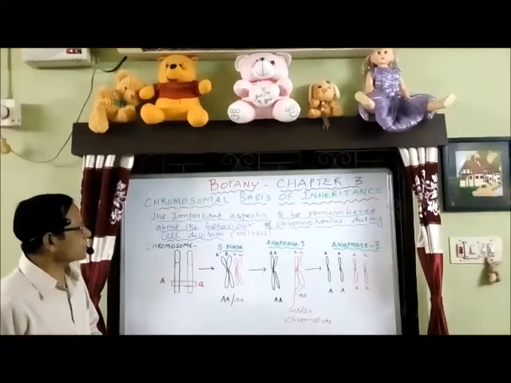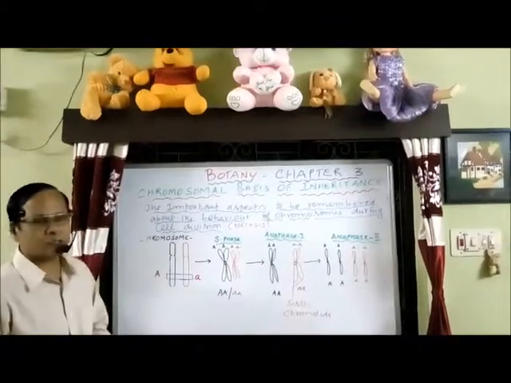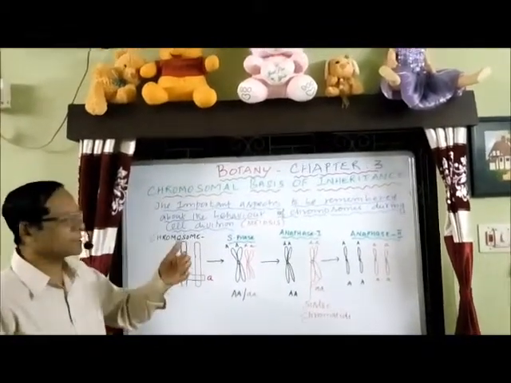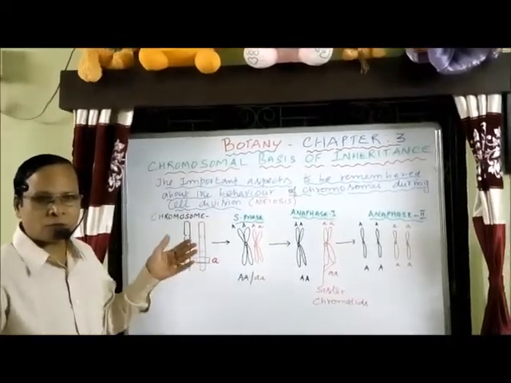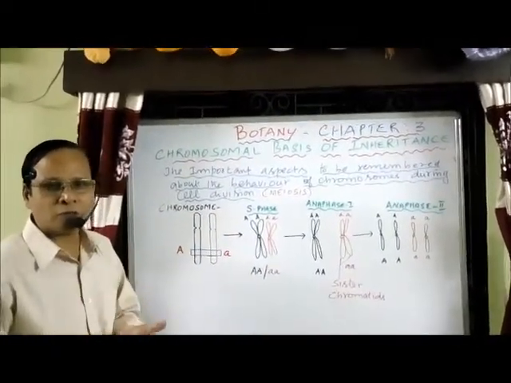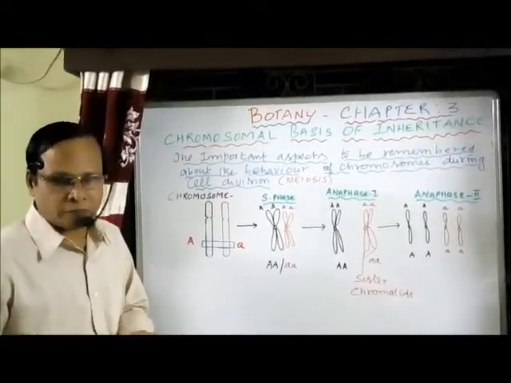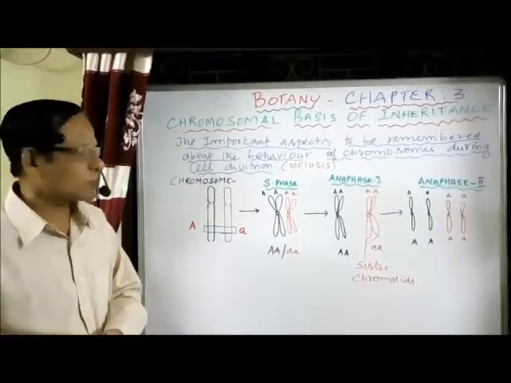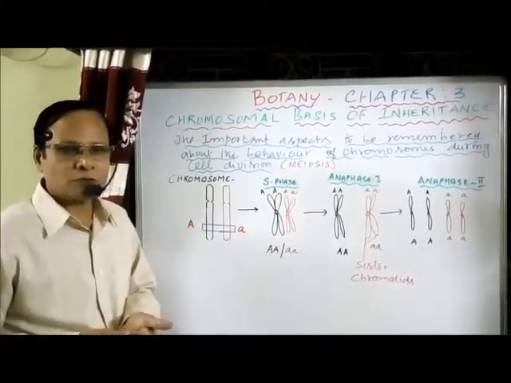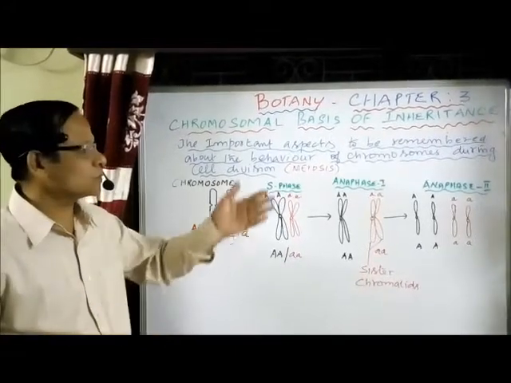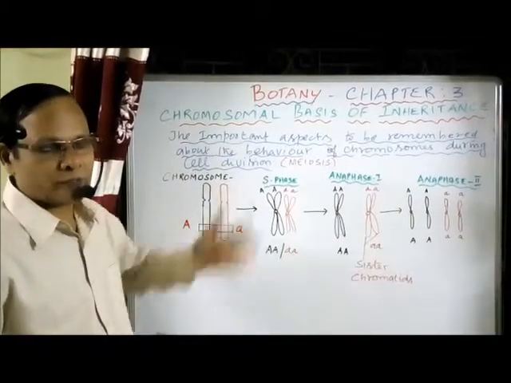The important aspects to be remembered about the behavior of chromosomes during cell division, particularly meiosis. We have already studied meiosis. So what are the events that normally take place during meiosis? We have meiosis 1 and meiosis 2. In meiosis 1, prophase 1, metaphase 1, anaphase 1, telophase 1. Likewise in meiotic division 2, prophase 2, metaphase 2, anaphase 2, and also telophase 2. Now you have to recall those events.